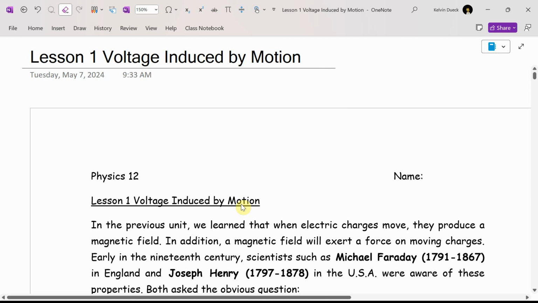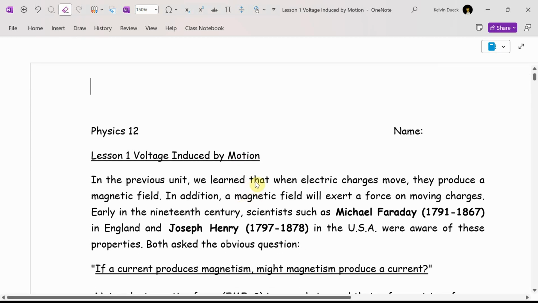What we want to talk about today is how we can use motion to create voltage. And from that, we'll also be able to design a railgun. So in the previous unit, we learned, by the way, voltage induced, that means created by motion.